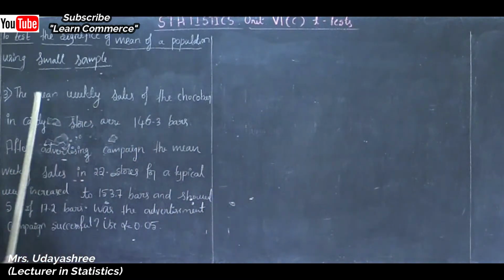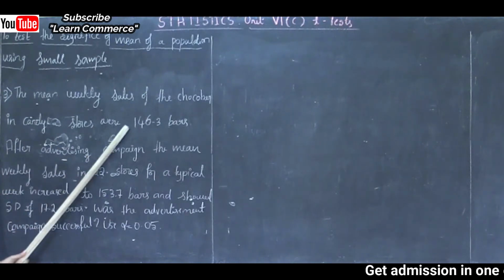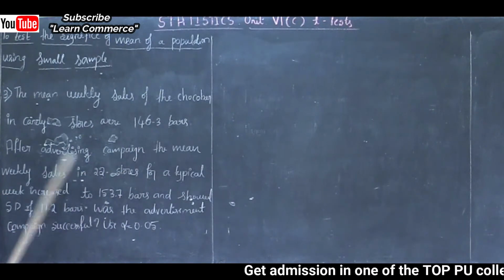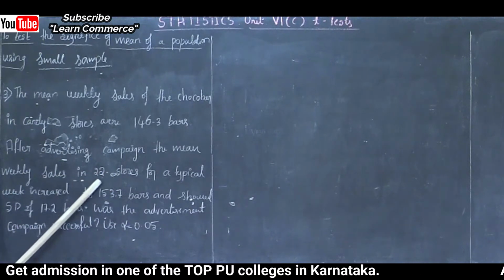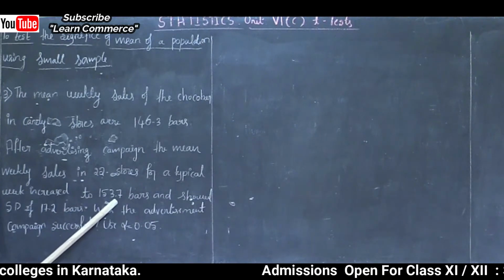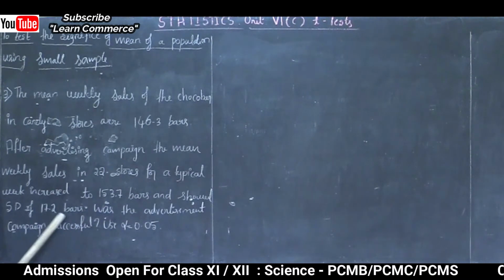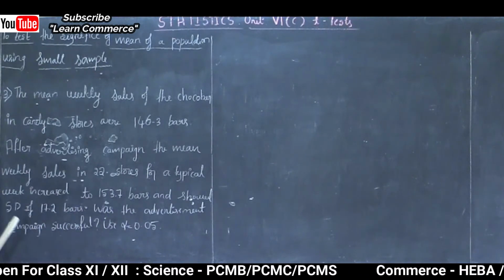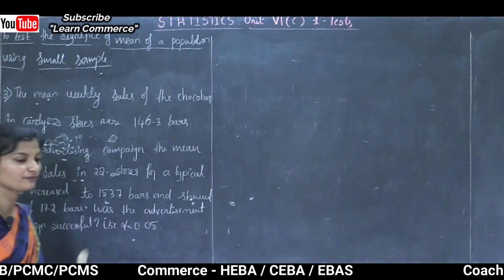The mean weekly sales of the Chocobar in candy stores were 146.3 bars. After an advertising campaign, the mean weekly sales in 22 stores for a typical week increased to 153.7 bars and showed a standard deviation of 17.2 bars. Was the advertisement campaign successful? Use alpha is equal to 0.05.